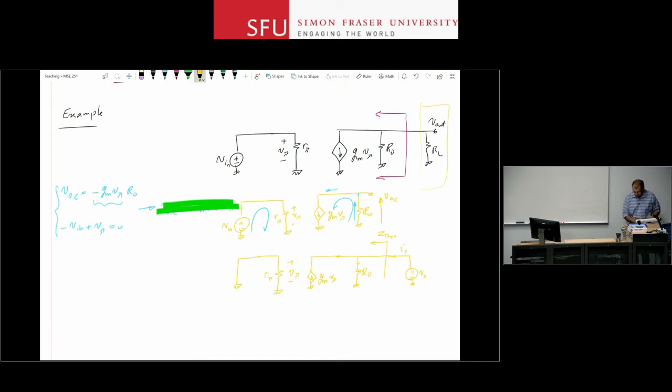voltage controlled current source. And the other thing I noticed right away in this circuit is that V pi is actually 0. Once I short circuit the input voltage source here, V pi will be 0. Both sides of this R pi are connected to each other. So that makes my life easier. What that now means is that gm V pi is 0. So that dependent current source that I had in my circuit turned out to have a 0 value.